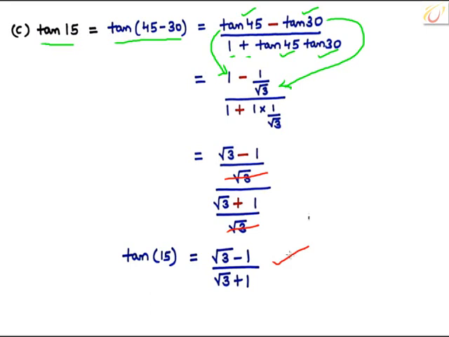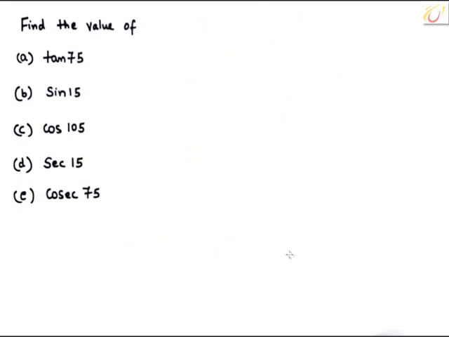Similarly, you can solve for sin 15, you can solve for sin 75, you can solve for tan 75. Try out various sums. So I give you a few sums, practice on your own. Find the value of tan 75, sin 15, cos 105, sec 15, cosec 75. Please use your brain. You should be able to crack these problems.